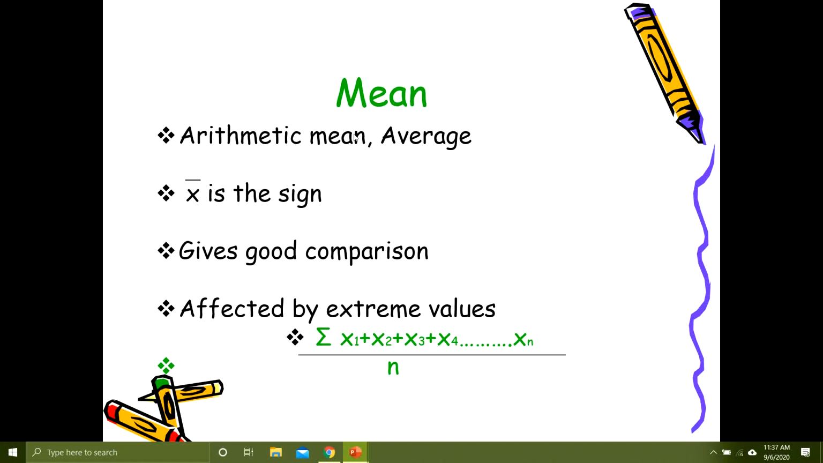So the mean is affected by the extreme values, but this is the most common value with which researchers present their quantitative data. They always express that the mean age of the sample was this, the mean hemoglobin of the sample was this, the mean cholesterol level of the sample suffering from ischemic heart disease was this. So whenever we are dealing with quantitative data, we have to calculate the mean values.